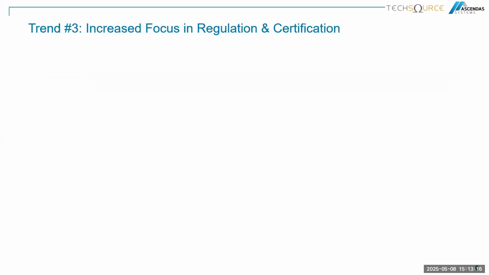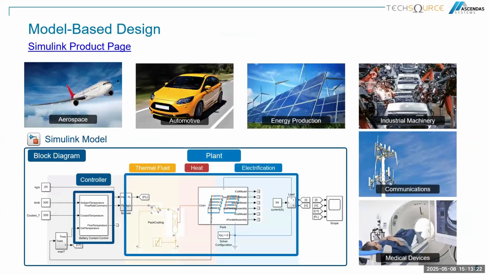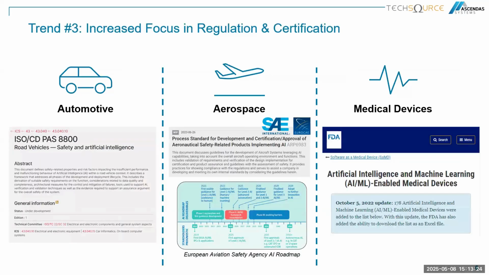Next, we have a lot of regulation now. Normally when you are working in model-based design, I can say our MathWorks products, MATLAB and Simulink, are used for model-based design, and most of the industries that need to create complex algorithms are usually automotive, aerospace, and medical device.